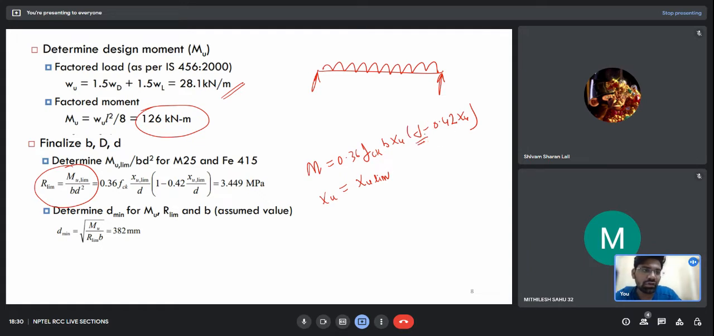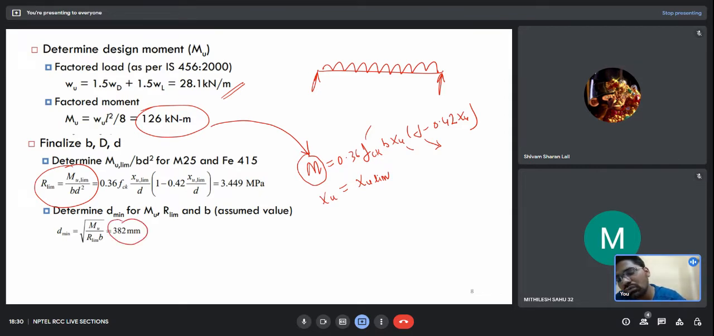Are you getting what I said? We have fck, we have b, we have limiting xu, and M. We are not taking M as the limiting one, but we are using the formula of limiting moment carrying capacity, and putting in this value, I will get d. So this is the minimum depth which is required to take up this moment for this grade of concrete, with xu at the limiting depth. So 382 is the value.